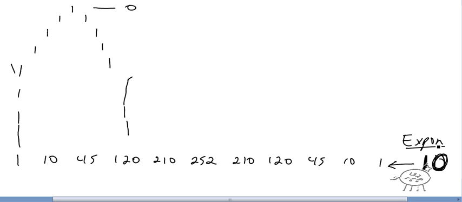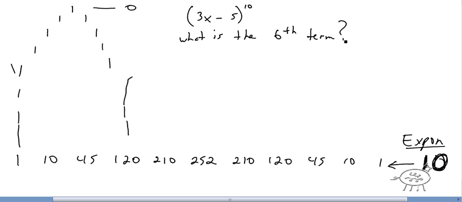Okay. So the deal is, what if I gave you a binomial, 3x minus 5 to the 10th power, and I said, what is the 6th term? That's a brutal problem. If I asked you the 6th term, you would have to multiply that whole thing out. It's just awful. You would cry. You would drop my class. It would be very, very sad.